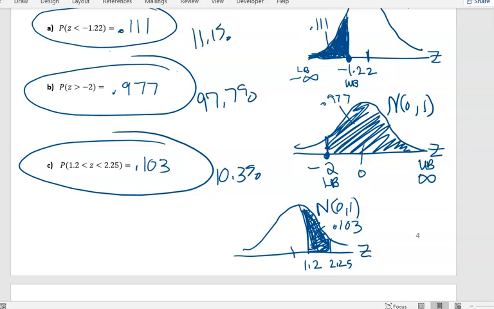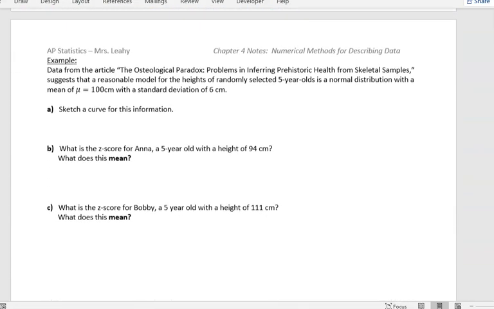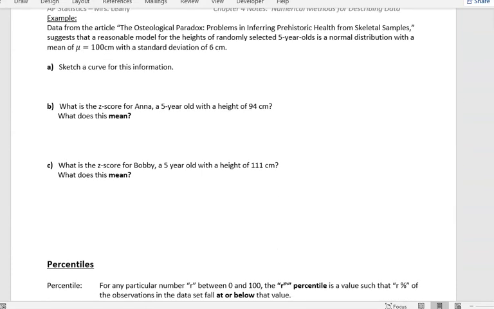11.1% of these values are in this particular range, and our calculator is able to handle all that beautiful detail. All right, so let's look at a couple of examples here. Data from the article, The Osteological Paradox, Problems in Inferring Prehistoric Health from Skeletal Samples, suggests that a reasonable model for the heights of randomly selected 5-year-olds is a normal distribution with a mean of 100 centimeters and a standard deviation of 6 centimeters. And the first thing it says is sketch the curve for this information.